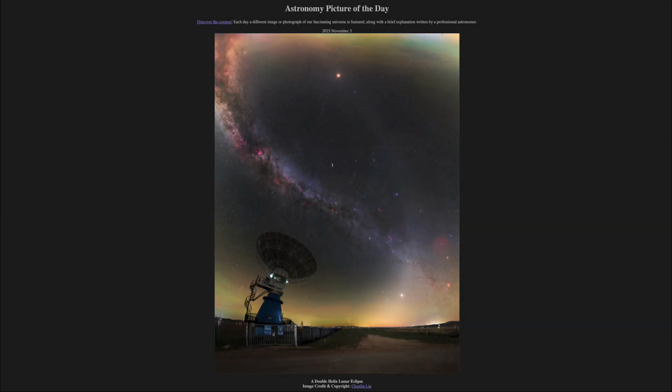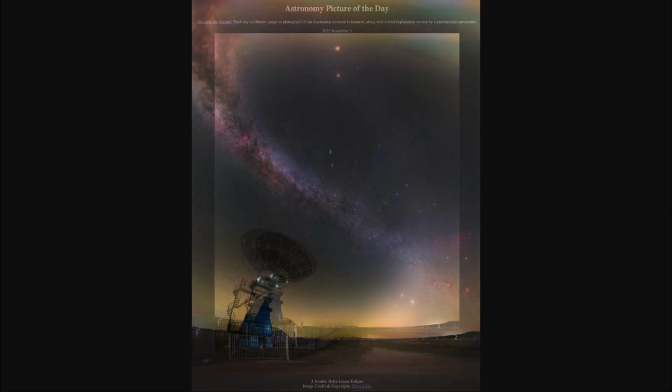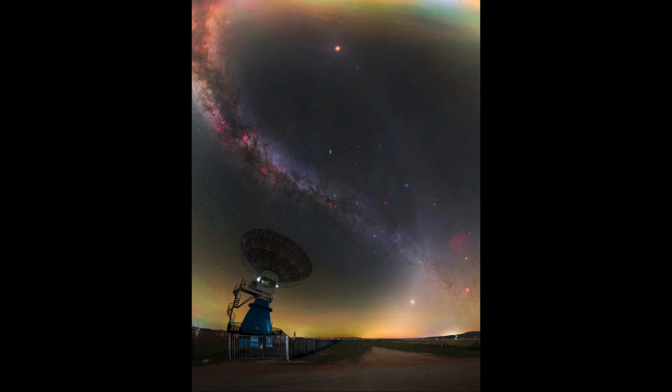Today's picture for November 3rd of 2025 is titled A Double Helix Lunar Eclipse. So what do we see here? Well, here we see a double helix and a lunar eclipse. So let's look at the moon first, up toward the top of the image here.